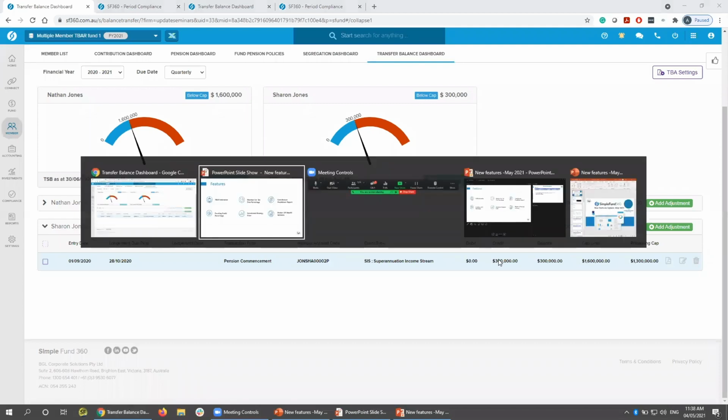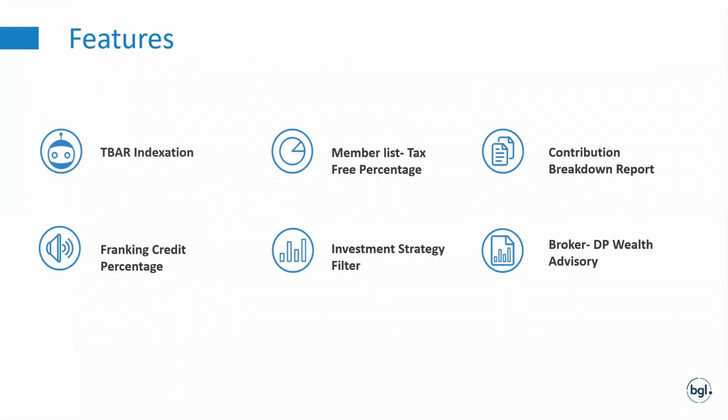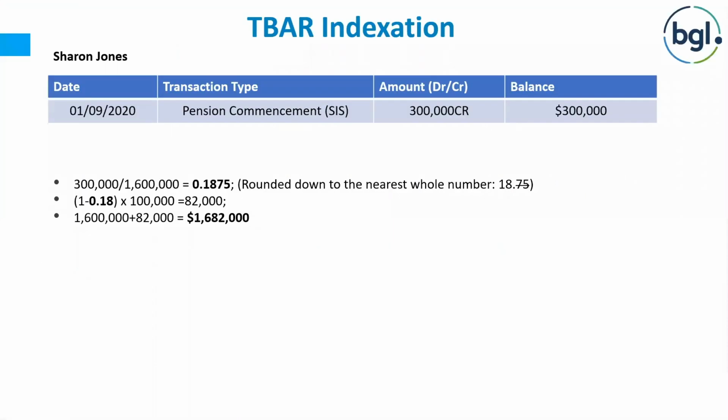Let me switch back to the slides. This is the calculation that the system would run. It will take the 300,000, and because we need to look at the unused portion, as I mentioned, we look at the proportion of the used portion first across the 1.6 million. Multiplied by 100, the percentage is 18.75. You need to round it down, or essentially truncate it, to the nearest whole number, which is 18.